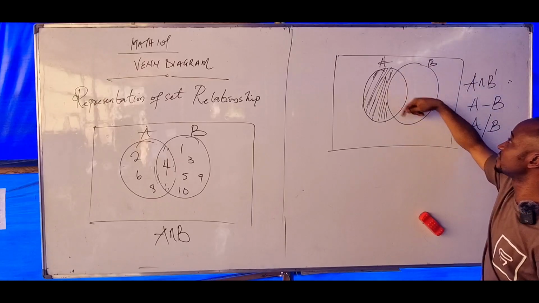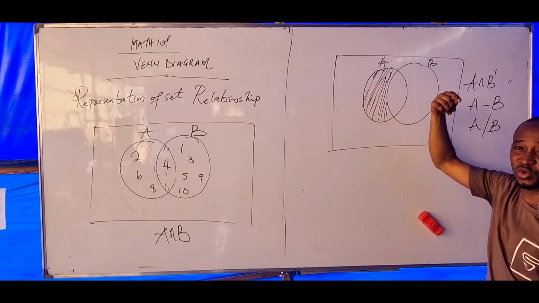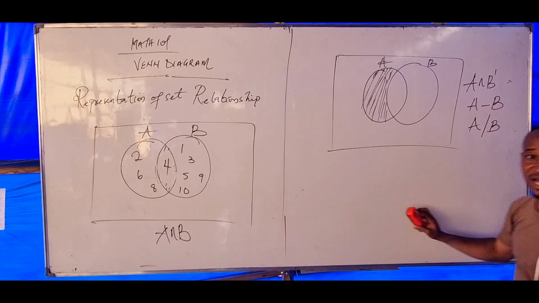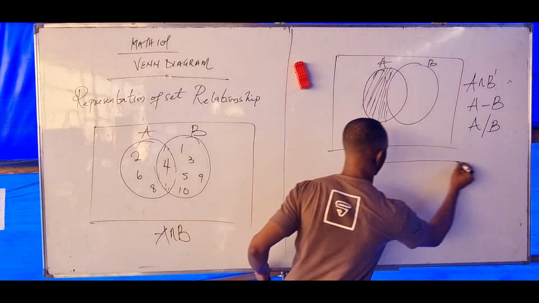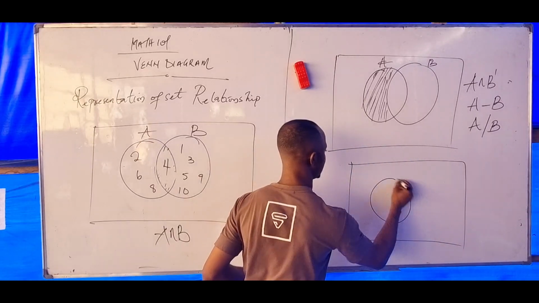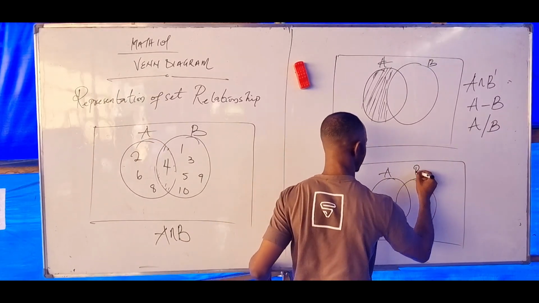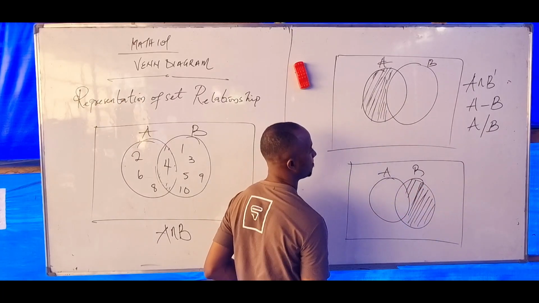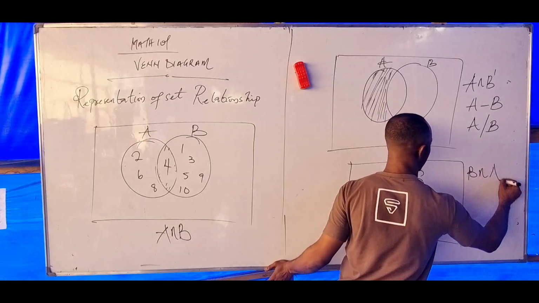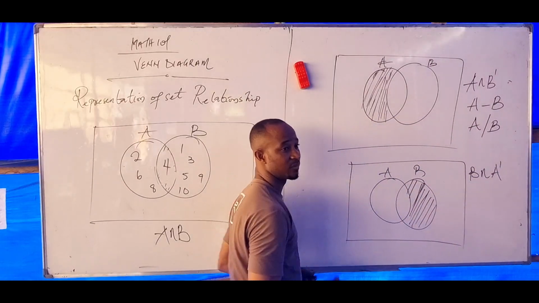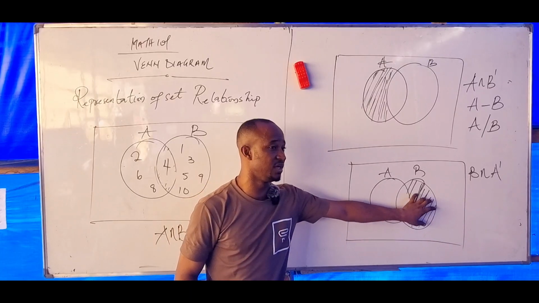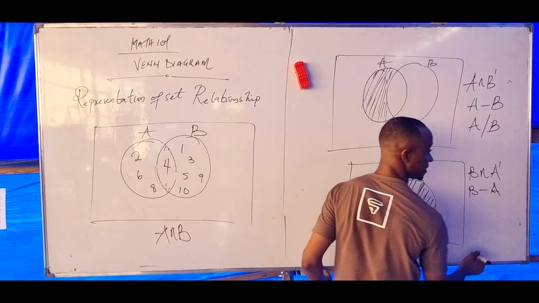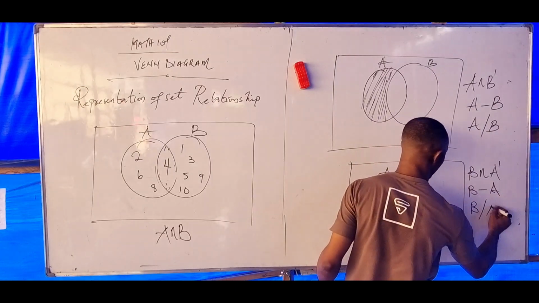Whenever any subset is not part of the shaded region, it becomes a complement. So what do you call this? B complement. Now, if I have something of this nature, you should know the answer now. This part here, the shaded part, what will it be? B intersection A prime. This shows elements found in B, but not in A. This is the same as B difference A, also the same as B slash A.